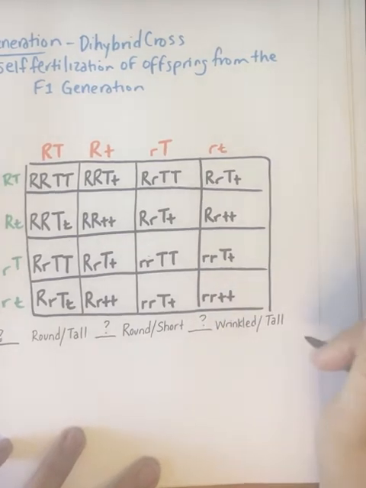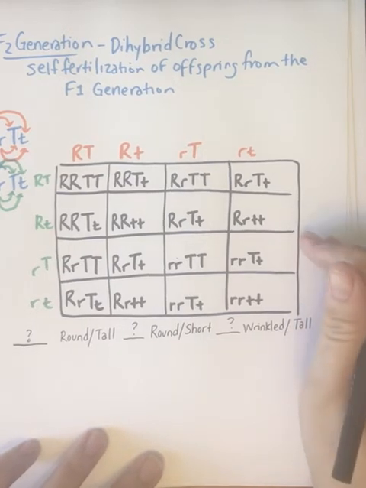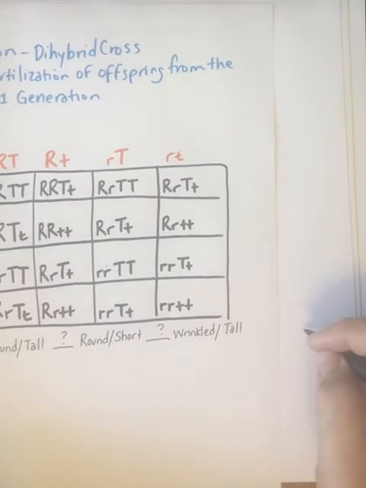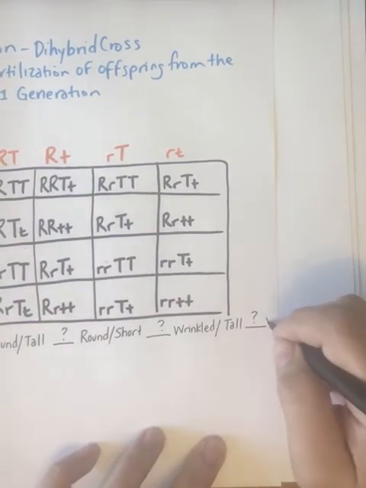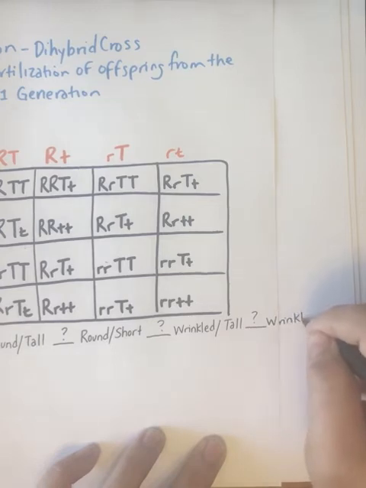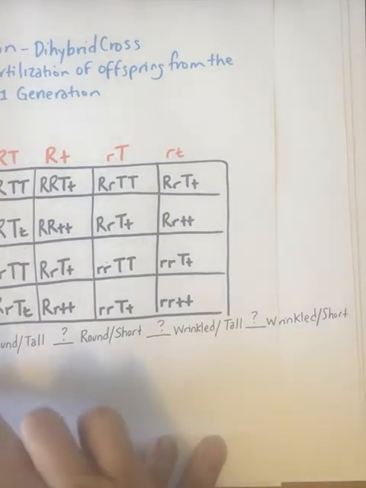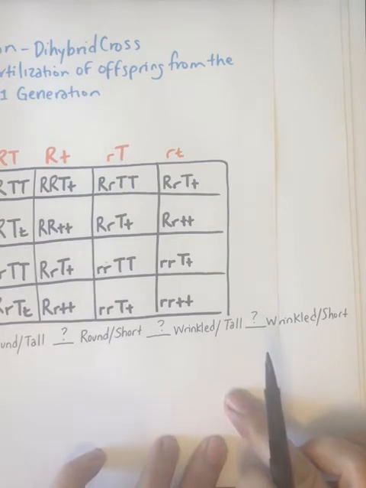And then the last thing that you would be calculating would be if they're wrinkled and short, which I ran out of room, so that would be the fourth thing that you would want to figure out right here. So if they're wrinkled and short, that means they're recessive for both traits. So you're always going to end up with 4 numbers to represent your phenotypic ratio.